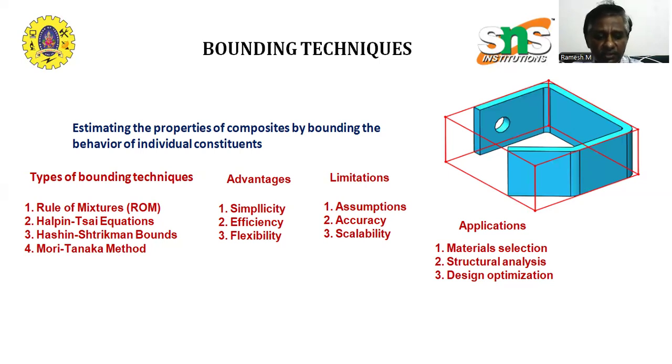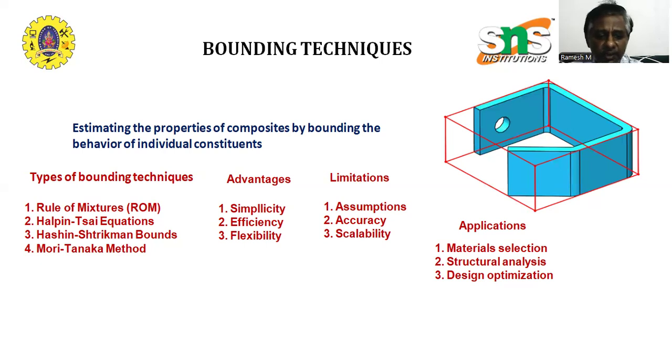With respect to the limitations, bounding techniques rely on simplified assumptions such as linear elastic behavior and perfect fiber-matrix bonding. Bounding techniques may not provide accurate estimates of the elastic properties of composite materials, especially for complex loading conditions. And they may not be applicable to large-scale composite structures, as said earlier.